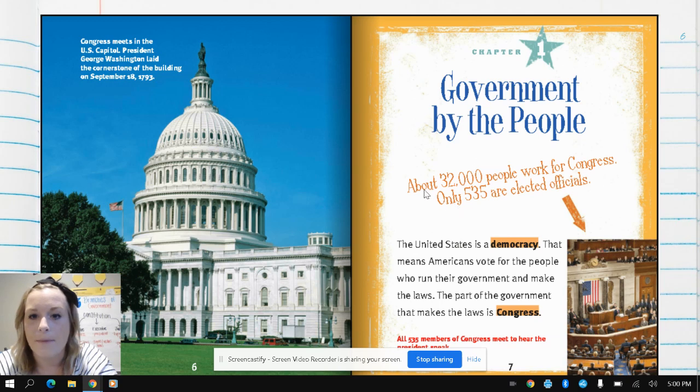Over here, it says about 32,000 people work for Congress. Only 535 are elected officials. And it says all 535 members of Congress meet to hear the president speak.